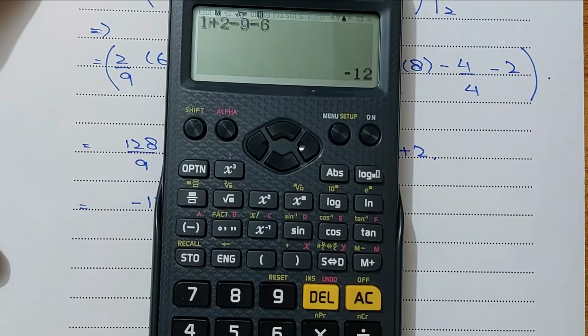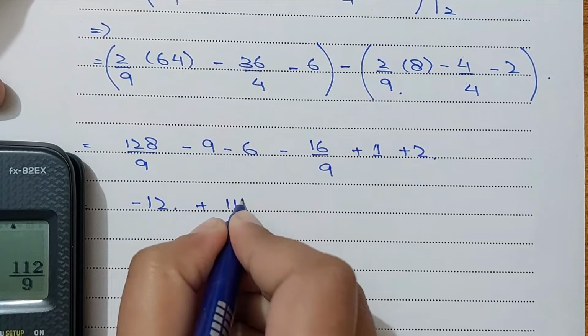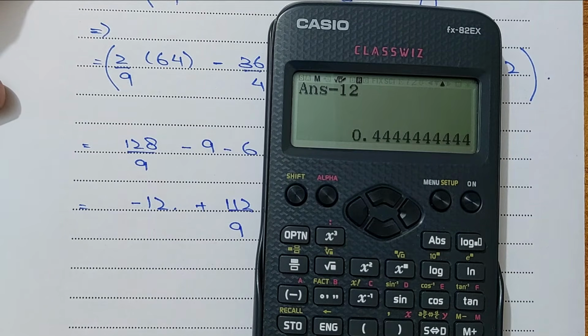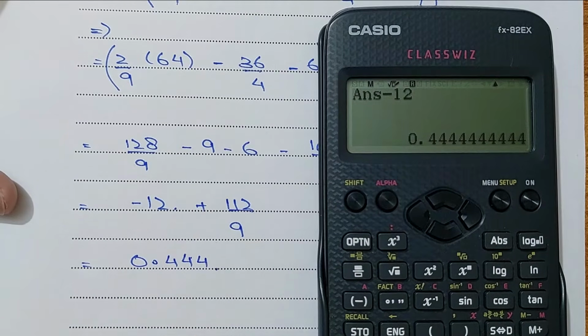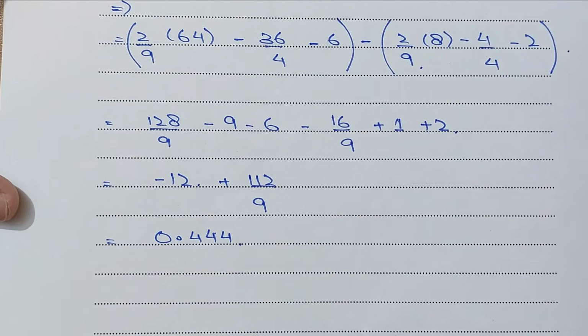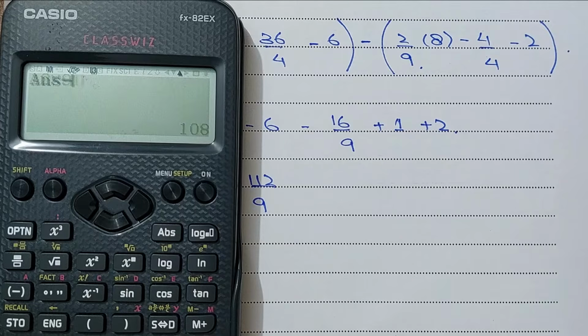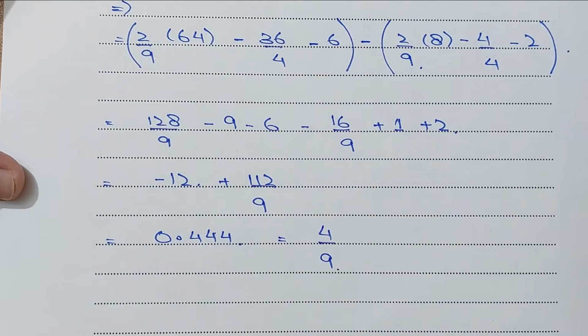And for 9, we have 128 minus 16 divided by 9, plus 112 over 9, and then subtracting 12. This is 0.444. This is the area between the curve and the line. Or we can also write this as 12 times 9 minus 112, which is 4 by 9. This is also equal to 4 by 9 in terms of fraction.